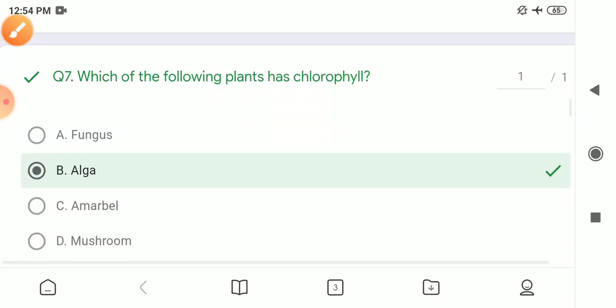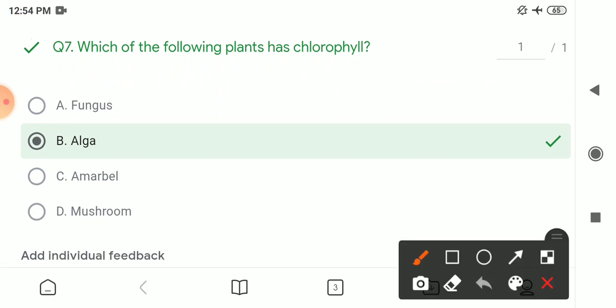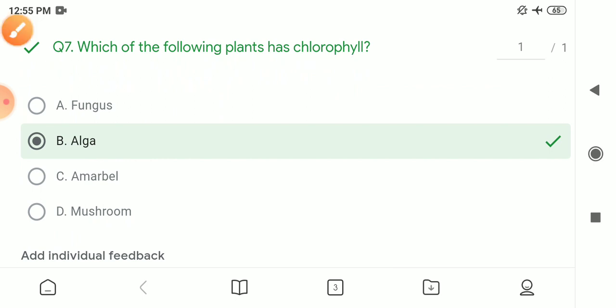Next is 7th number. Which of the following plants has chlorophyll? Which has the chlorophyll? The options are fungus, alga, Amarbel or mushroom. So here your answer is option B, that is alga. Alga has chlorophyll, so that's why it can make its own food by the process of photosynthesis. Next is 8th number.